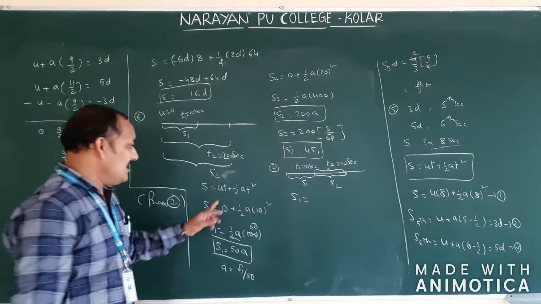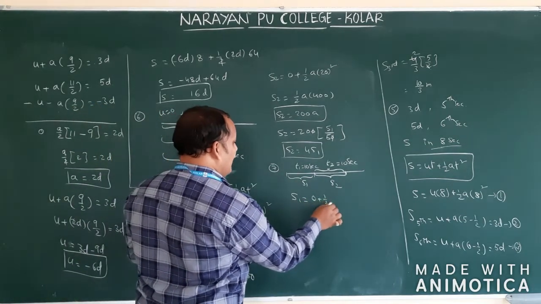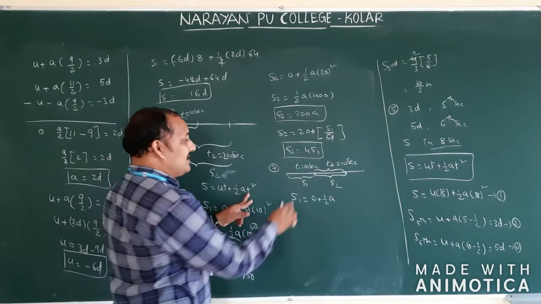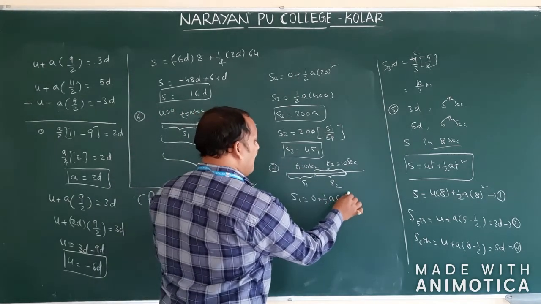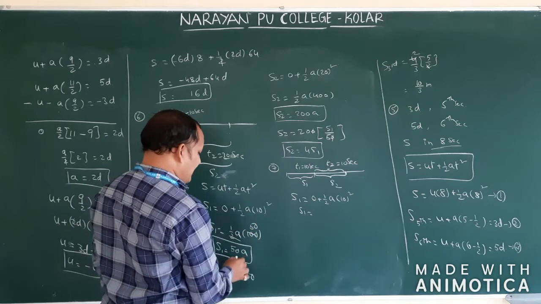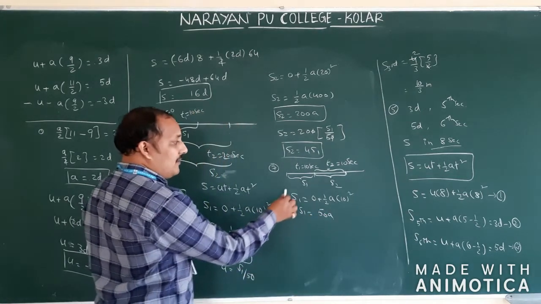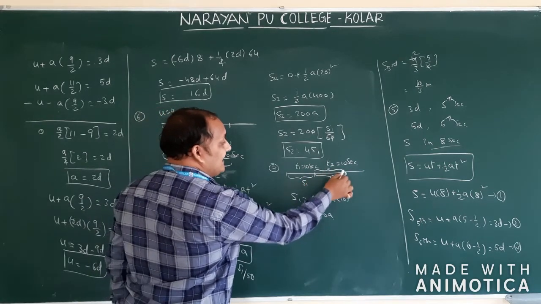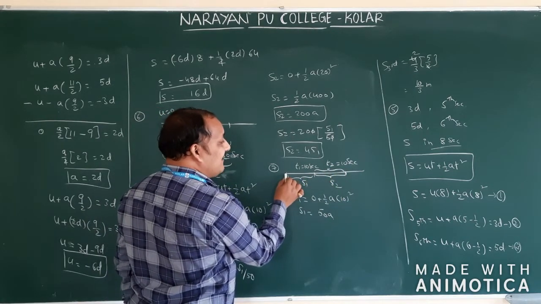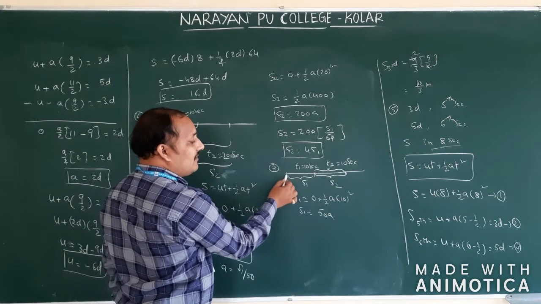S1 is equal to same formula you are going to use. It is starting from this 0 plus of A. T means how much here? 10. That is nothing but S1 is equal to same, you will get this one. How much you got here? 58. Now next 10 seconds S2. But from initial velocity here we don't know what is velocity. Okay, therefore we will start from here.